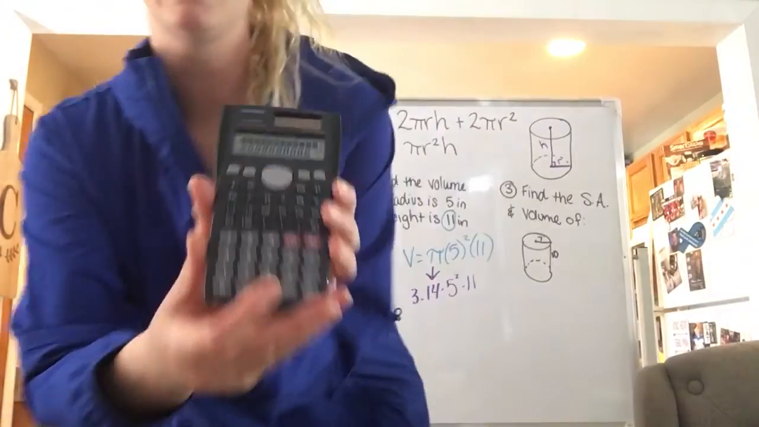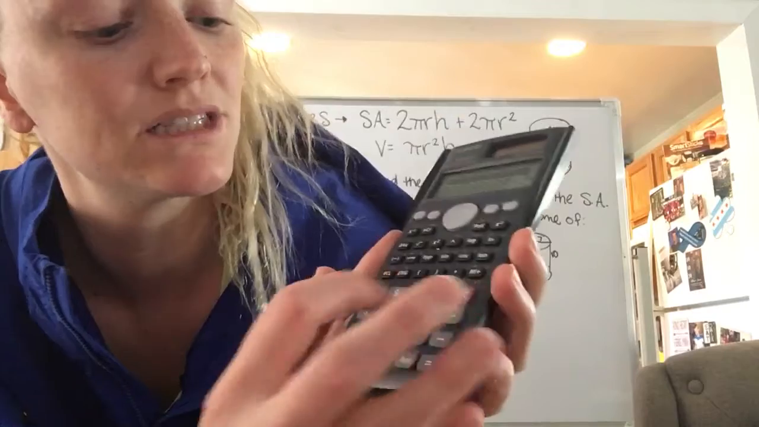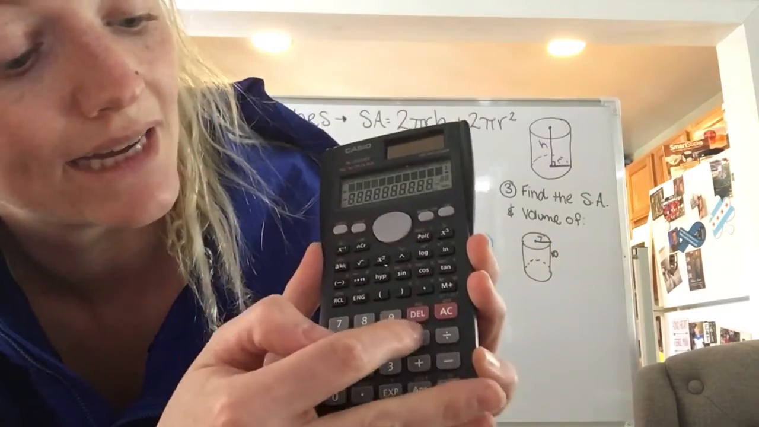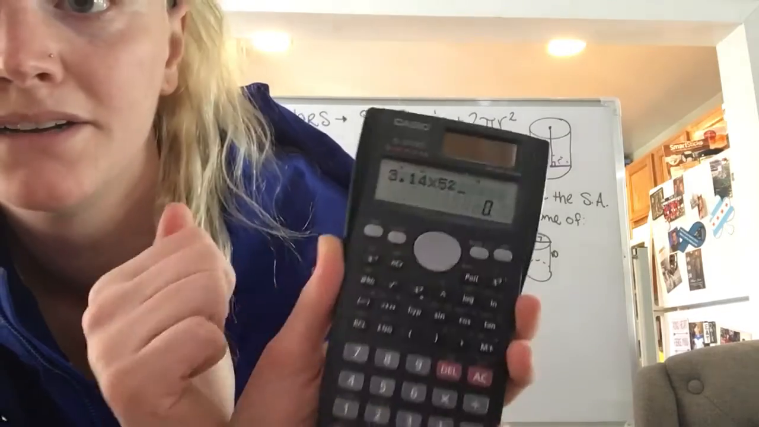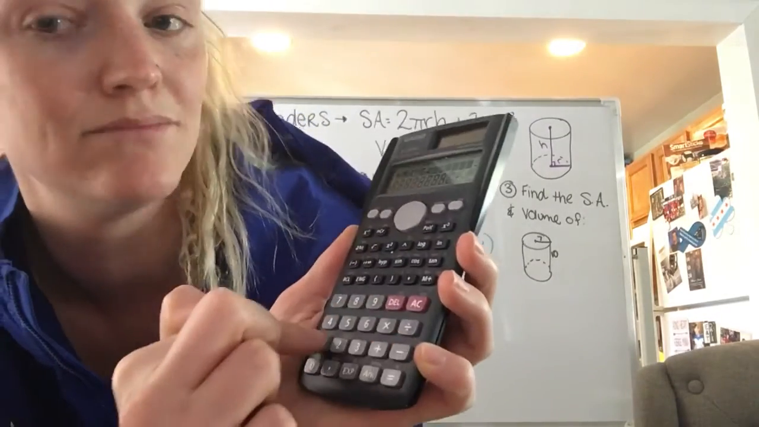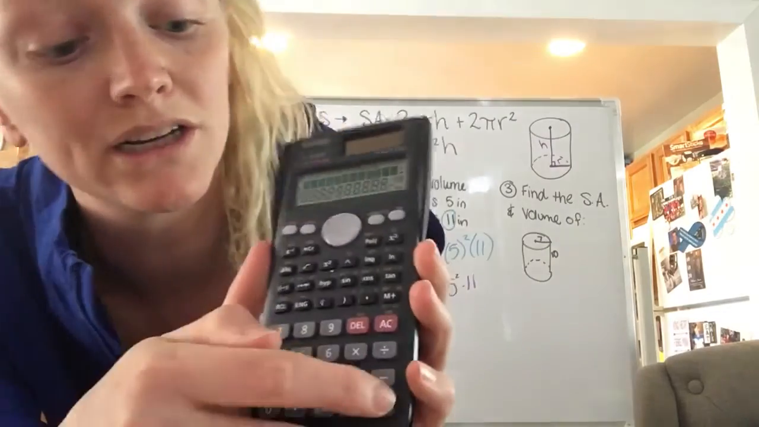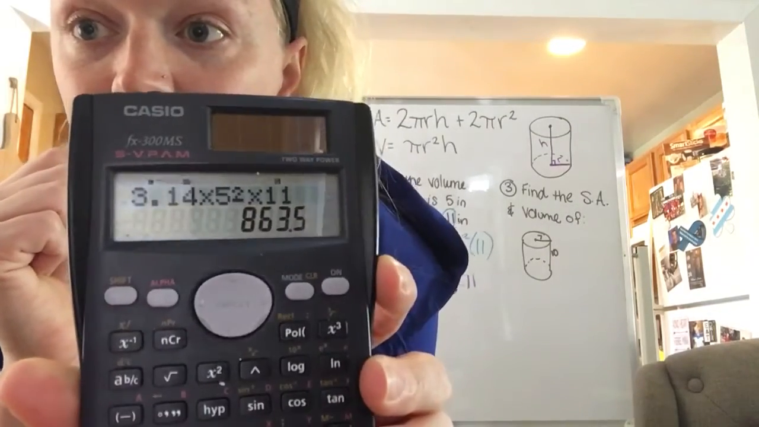Okay, so if I show you that right here in this calculator, that means we're going to do 3.14 times 5 squared times 11. I'm going to hit enter because all in one line works. Bam, there is our answer.